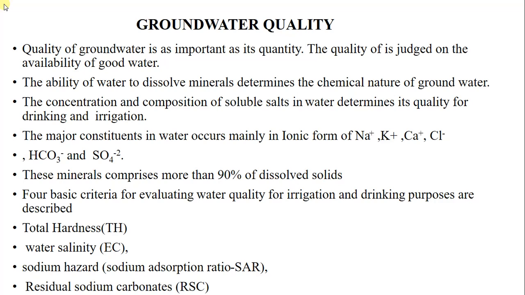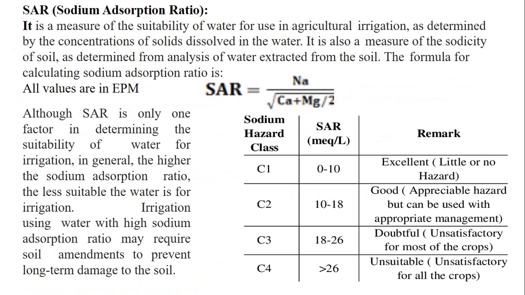And in this chapter, we are discussing only 4 basic criteria for evaluating water quality for irrigation and drinking purposes. These are total hardness, water salinity or water conductivity, sodium hazard, also known as sodium adsorption ratio, and residual sodium carbonate content. Let us discuss one by one.